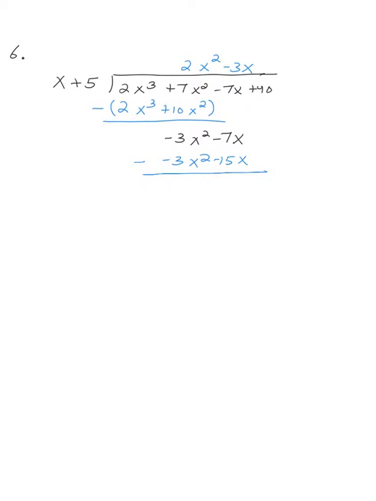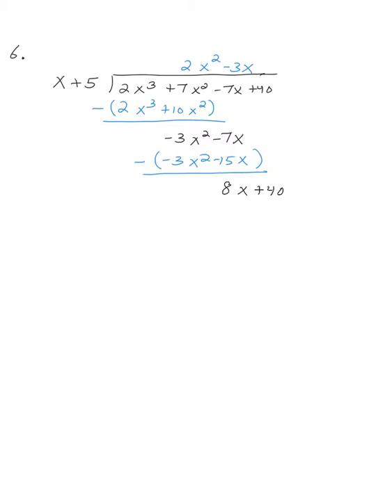I now subtract the thing that I put here, which is great. This minus a minus is a positive, so the negative 3x squared plus 3x squared is 0. Here I have negative 7x plus 15x. That leaves me with 8x. And then I'll bring down the plus 40. I'm at my last step.